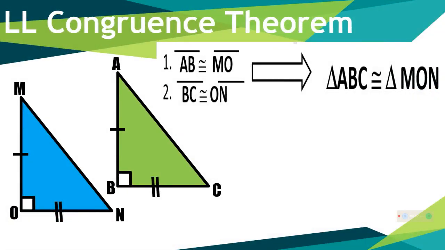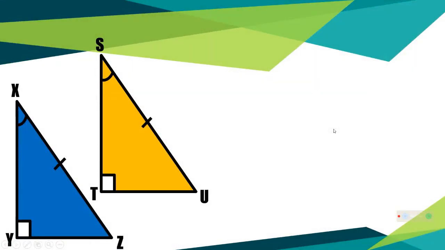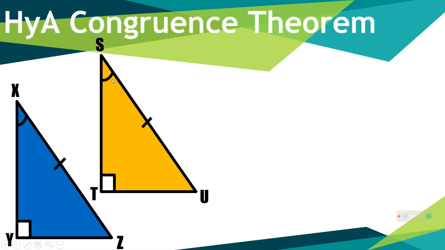Next, we have these proofs. As I have said, segment AB is congruent to segment MO and segment BC is congruent to segment ON. Therefore, triangle ABC is congruent to triangle MON. Let's now have these figures. What parts are given with the tick marks here? That's correct. We have the hypotenuse and acute angle because we have here HA.